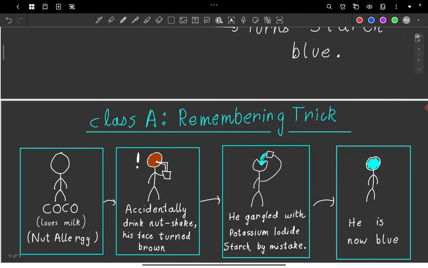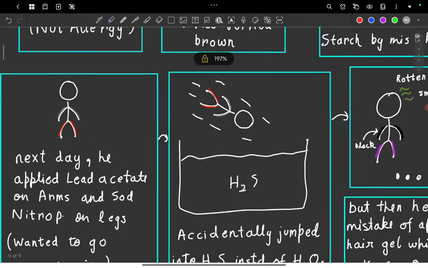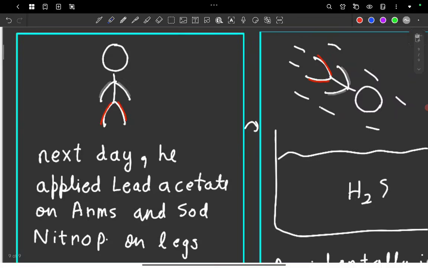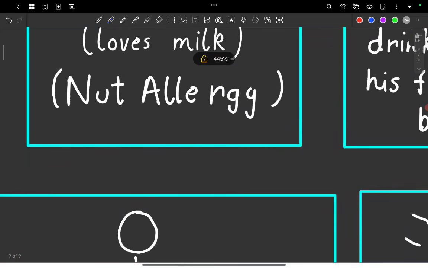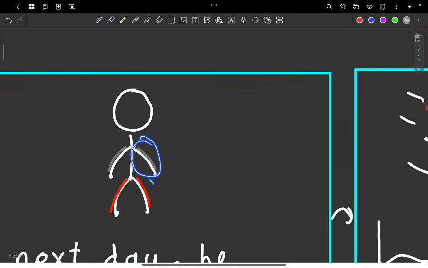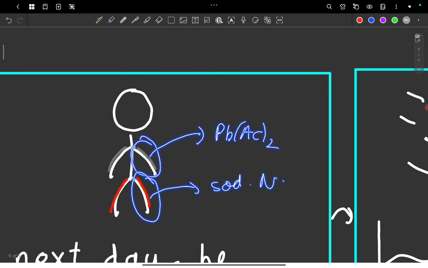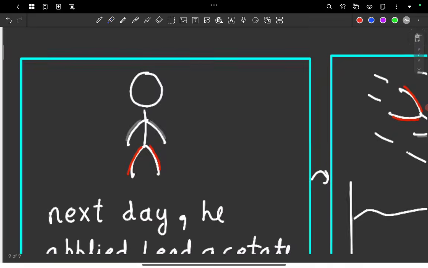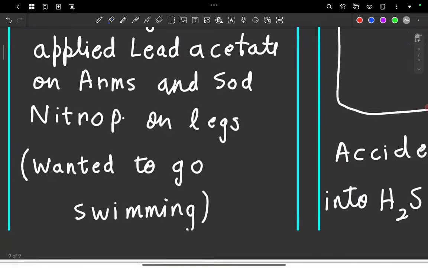Now for the rest of the anions, let's start with this. Next day, our Coco wanted to go swimming. So what did he do? He applied moisturizer on his arms and sunscreen on his legs. The moisturizer is lead acetate and the sunscreen is sodium nitroprusside. And he wanted to go swimming, so he wanted to jump into H2O.